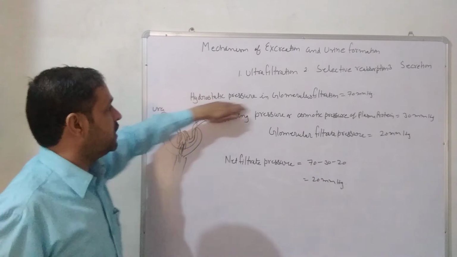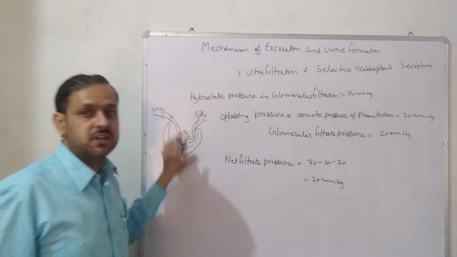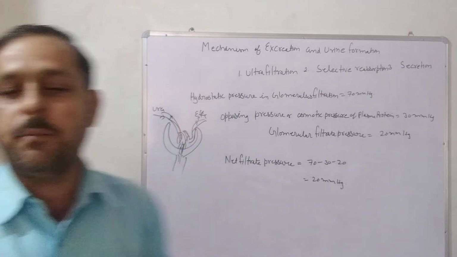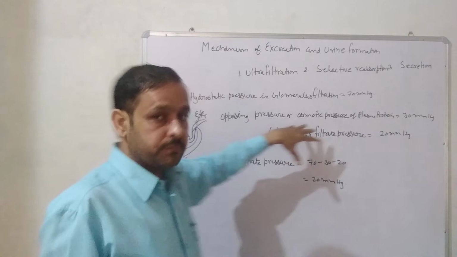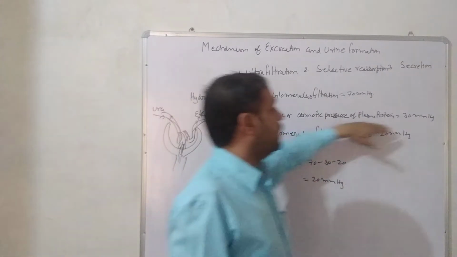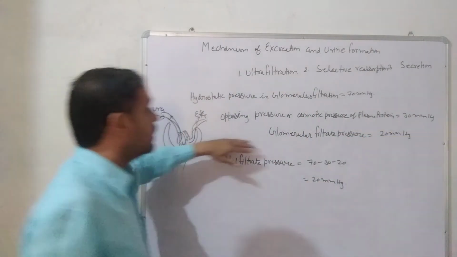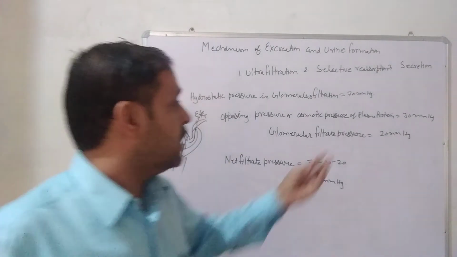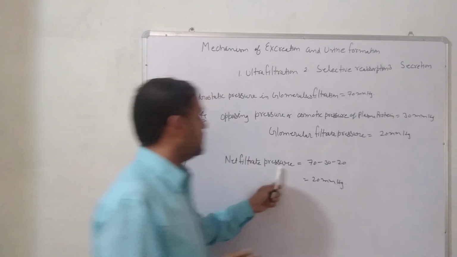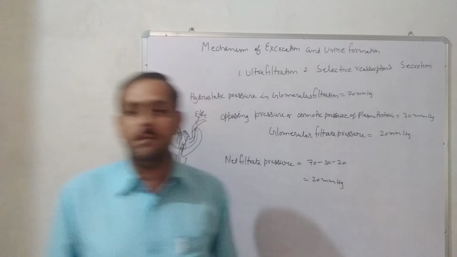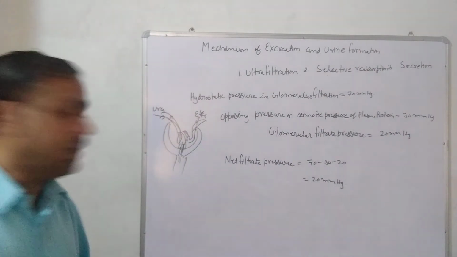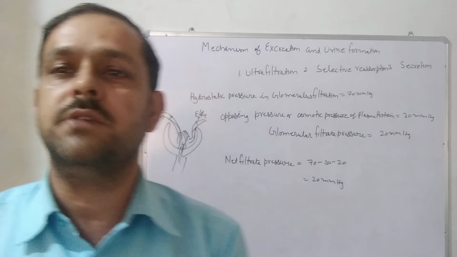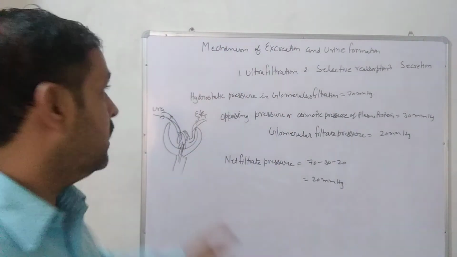Now what happens in the Bowman's cavity? There is a hydrostatic pressure in glomerular filtration, just about 70 mm Hg. It is opposed by the osmotic pressure of plasma, and the value of this pressure is 30 mm Hg. The capsular pressure also creates some adverse pressure, at the rate of 20 mm Hg. So the net filtration pressure is 70 minus 30 minus 20, which is 20 mm Hg. By this pressure, the filtrate comes from the glomerulus and Bowman's capsule into the PCT. And then what happens in the PCT?